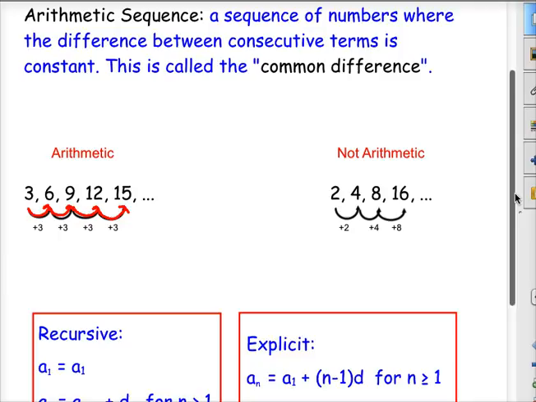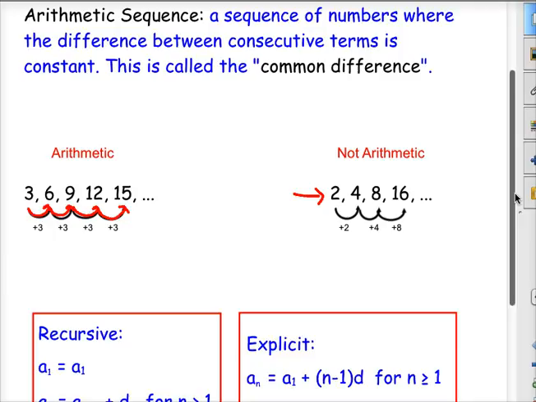3 plus 3 gives me 6, plus 3 gives me 9, plus 3 gives me 12, plus 3 gives me 15. So that's what's telling me that this is arithmetic, that I have that common difference. I'm adding the same thing every time. And so what I want you to notice here in the second one, this is not arithmetic because you're not adding the same thing. You're adding 2 to get to the second term, adding 4 to get to the next term, adding 8 to get to the next term. So that one is clearly not arithmetic.